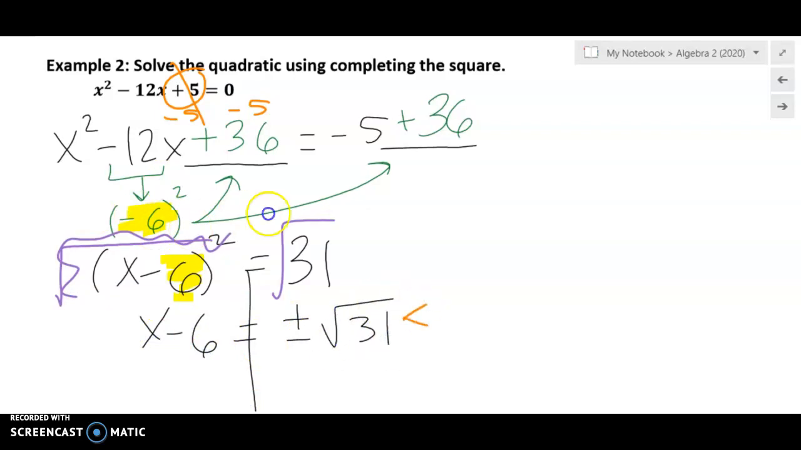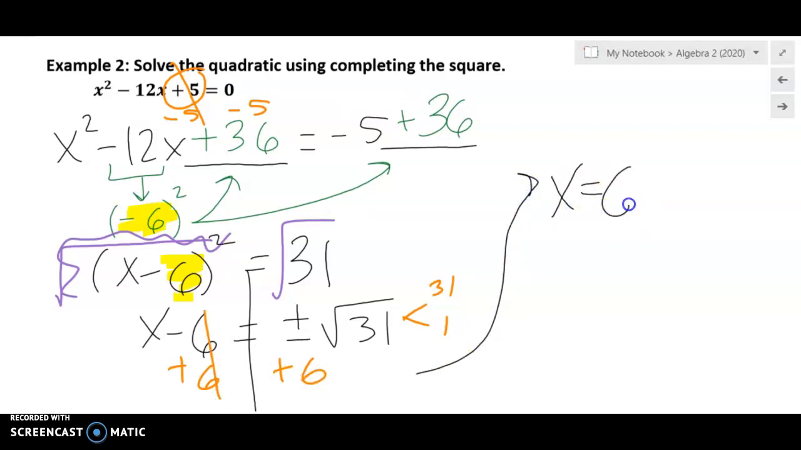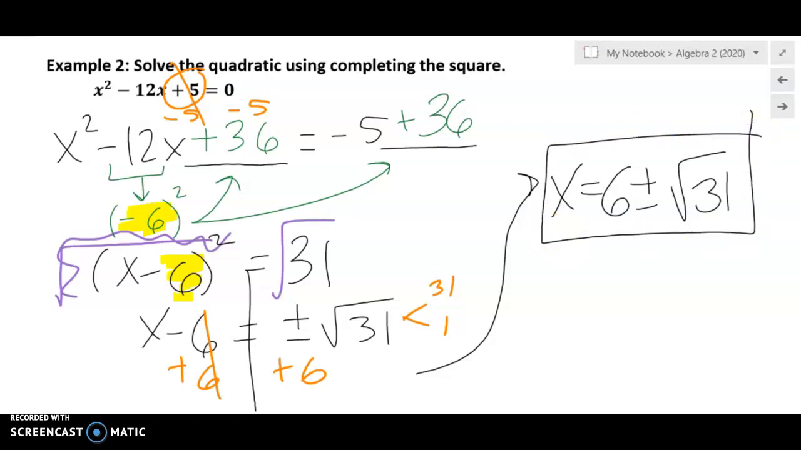Let's see if we can break down 31. What two numbers multiply to 31? I don't think anything. 31 times 1. Well, that doesn't help me at all. So the only thing I can do here is add 6 to the other side. So when I do this, I'm going to have x = 6 ± the square root of 31. And again, it's not like I didn't try to simplify it. It just couldn't simplify. So I have a positive answer and I have a negative answer.